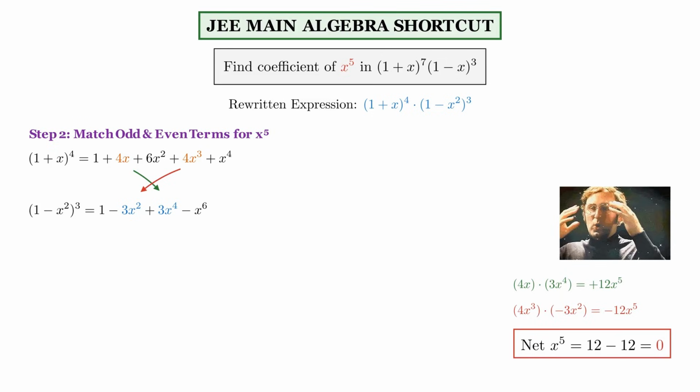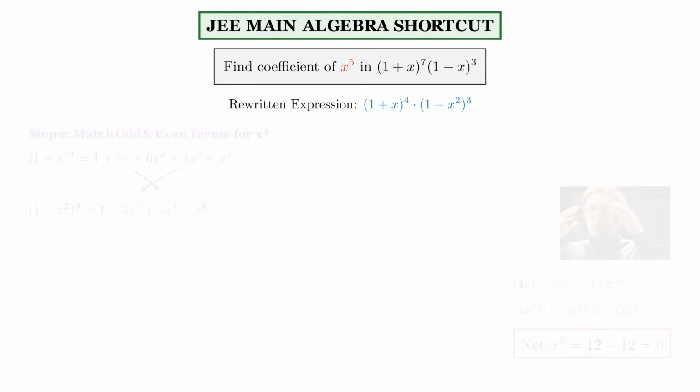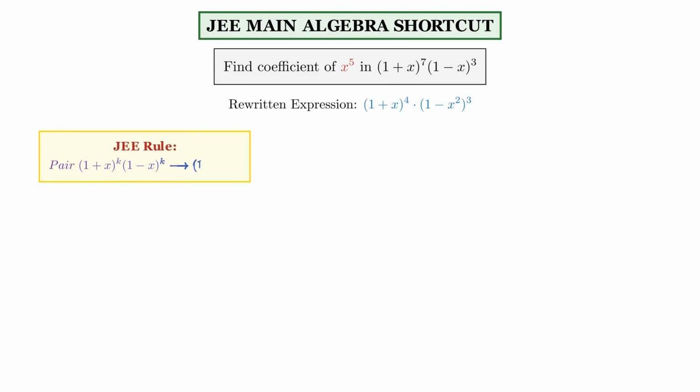Here is your JEE key takeaway. Wherever you see mismatched binomial powers like (1 plus x) raised to the power a and (1 minus x) raised to the power b, always group matching powers into 1 minus x square first. Separating your expansion into even and odd power groups instantly eliminates half the work.